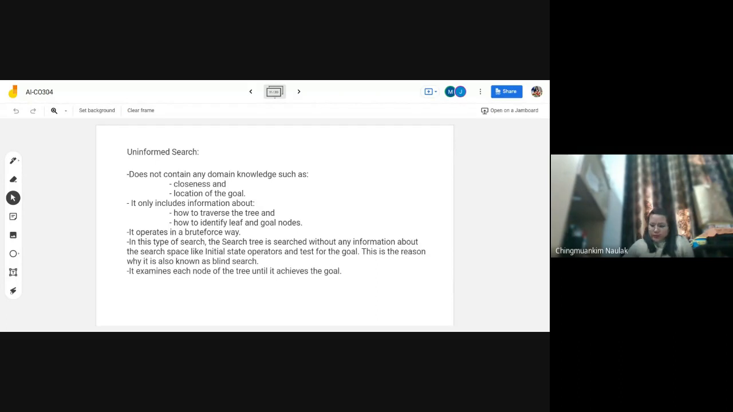What is a brute force way? It's a way to find the correct solution by listing all possible solutions for the problem. In this type of search, the search tree is searched without any information about the search space, such as the initial state, operators, and test for the goal. Such information is not known, and this is why it is also called blind search. The last point about uninformed search is that it examines each and every node of the tree until it achieves the goal.